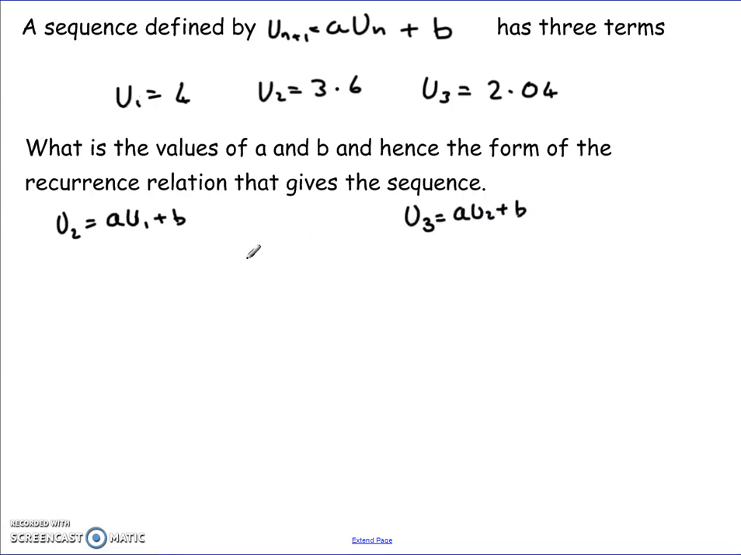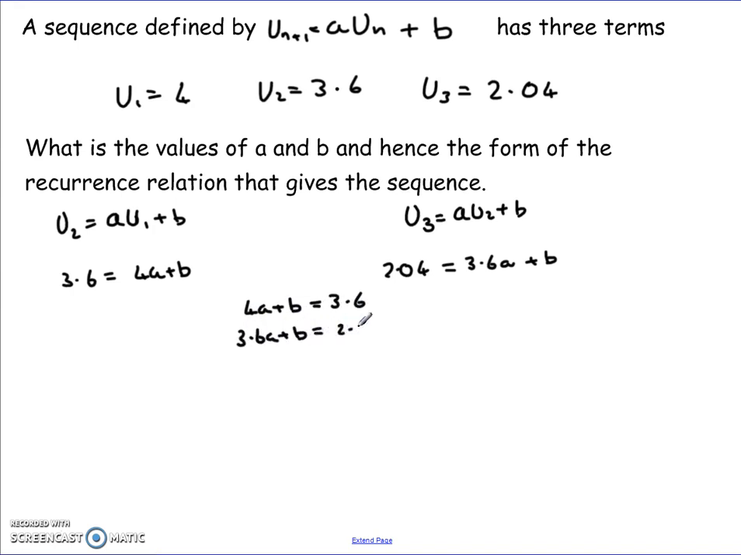Now using the values I've got here, I could set up 2 equations. For the first one, 3.6 equals 4a plus b. And for the second, 2.04 equals 3.6a plus b. So now I've set up the pair of equations. What I'm able to do is solve these simultaneously. Think back to National 5, a pair of simultaneous equations. So I've got 4a plus b equals 3.6 and 3.6a plus b equals 2.04.